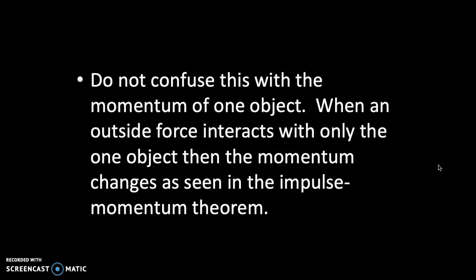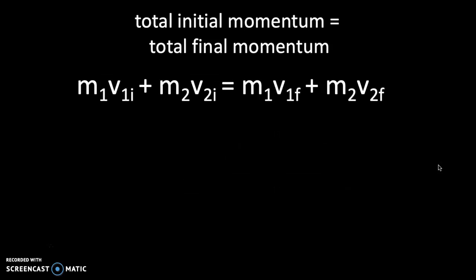So when we were talking about the impulse momentum theorem, we were only dealing with one object. We only analyzed the change in momentum of one object. Now we're going to be dealing with multiple objects. So this is the law of conservation of momentum. It states that the initial momentum is equal to the final momentum.